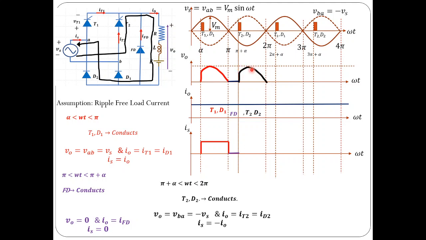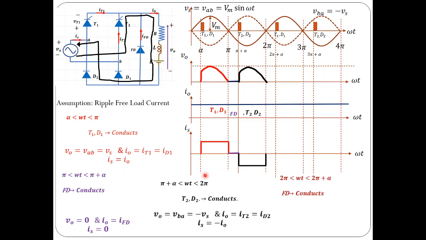And during this period, what are the conducting devices? T2 and D2 are conducting. That is what's shown here. So the load current is going to be constant, and the load current is the same as thyristor 2 current, which is the same as diode 2 current. Both are conducting during this period, that is from pi plus alpha to 2 pi. And what about the source current? The source current is the same as minus of the load current. So indicate that: the source current is the same as minus of this value. So this is the operation during omega t ranging from pi plus alpha to 2 pi.